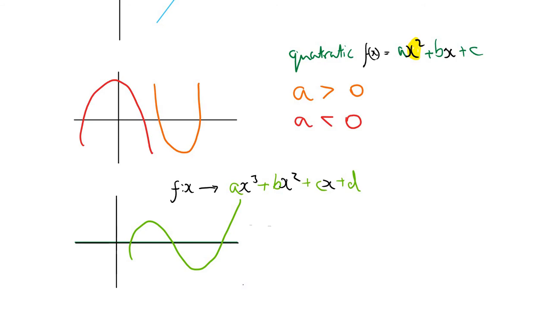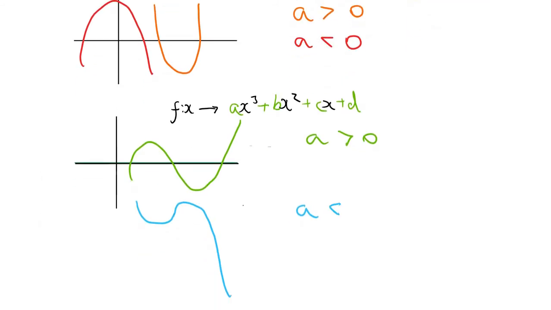But here you'll notice that it starts off low, goes up and then down and back around and just continues up. This is a case when a is greater than 0. If a was less than 0, we have the other curve like this, goes down, up and then down again. Okay, that is where we have a being less than 0.